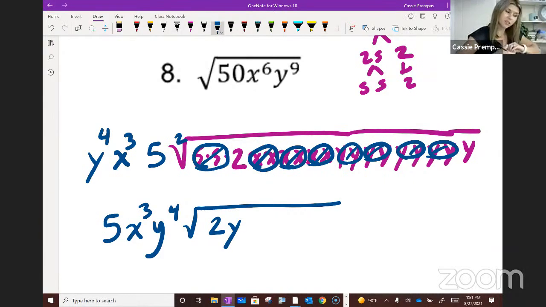Does anybody see a faster way we could have done that rather than writing out all of those x's and all of those y's? Ooh, a few people see it. Turn to your partner and see if you can tell them what's the faster way.